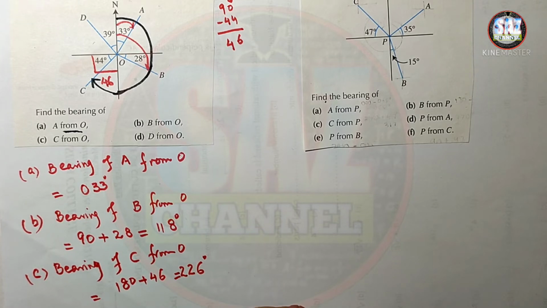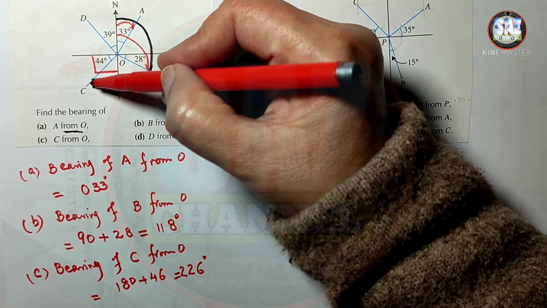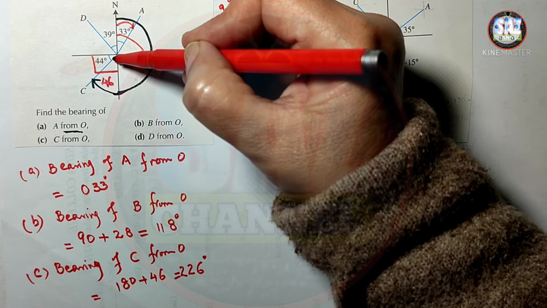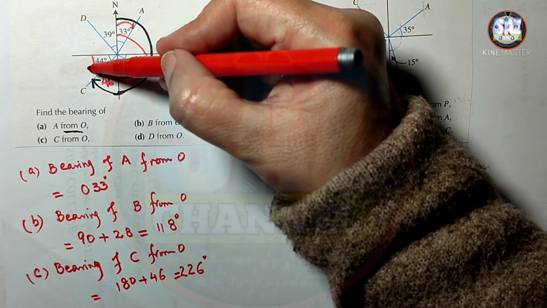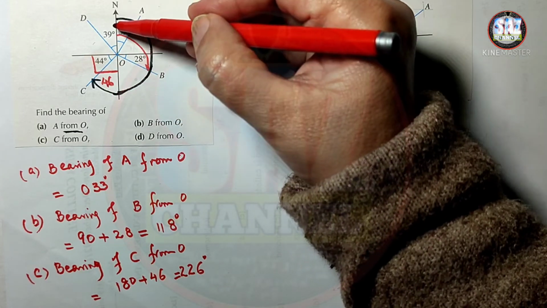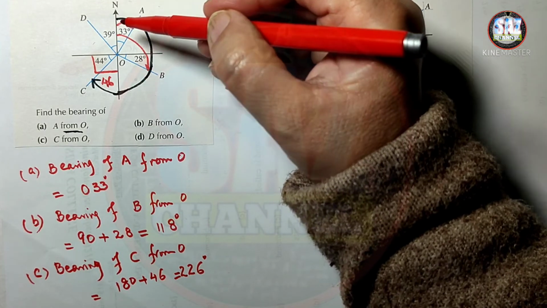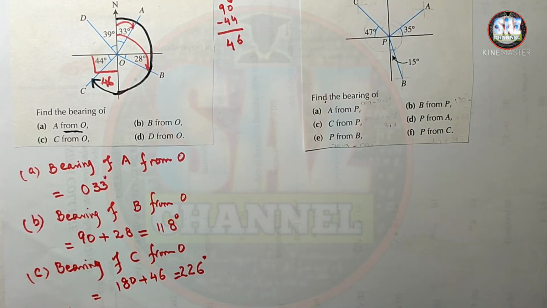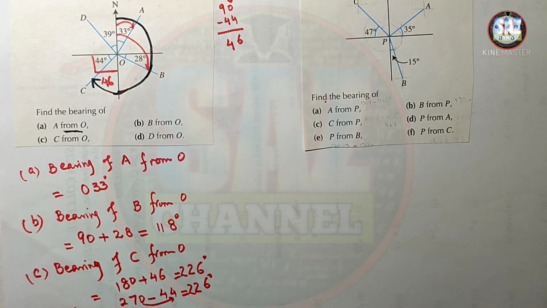Or the other way is that as I need to stop at this place and I have this complete turn with me, that is of 270 degrees. So what we can do is 270 minus 44 degrees, and look students, 10 minus 4 is 6, and 6 minus 4 is 2, and 226 degrees. In both ways it's coming the same.